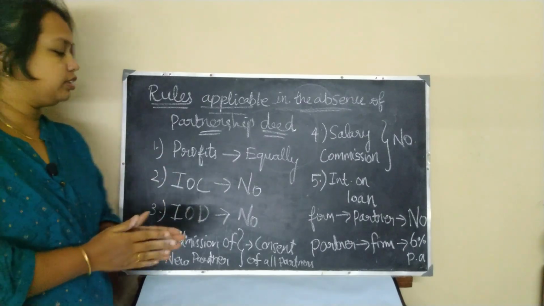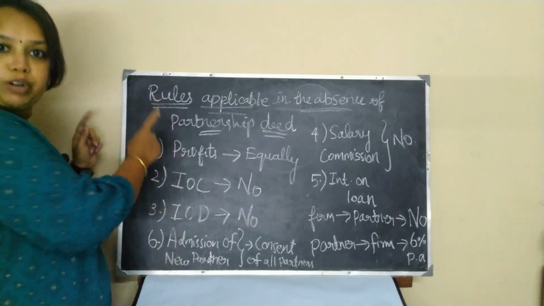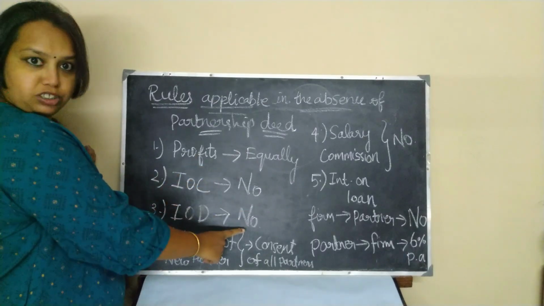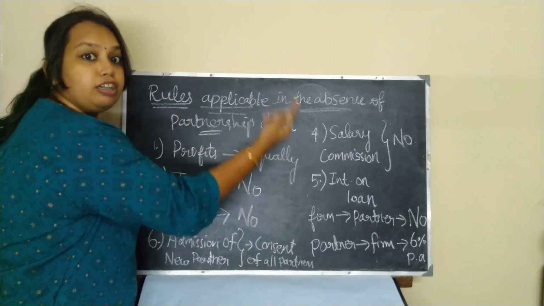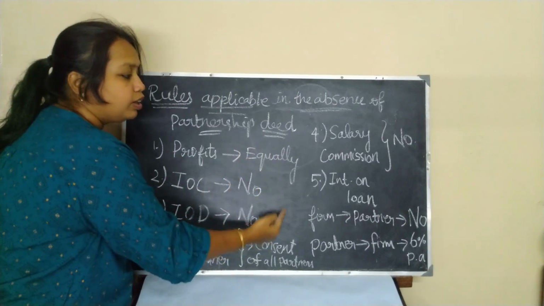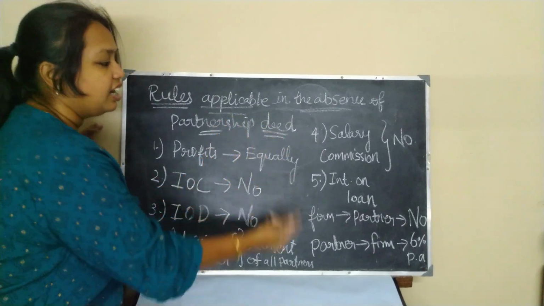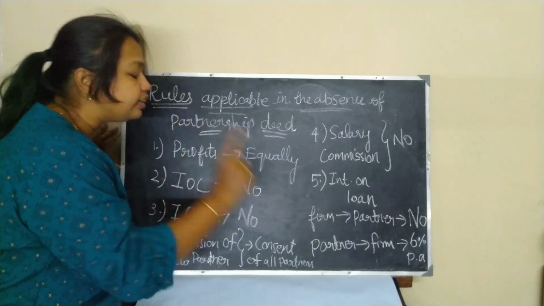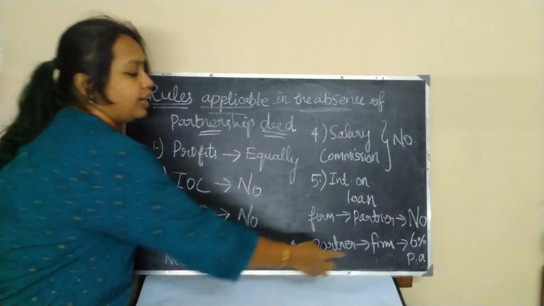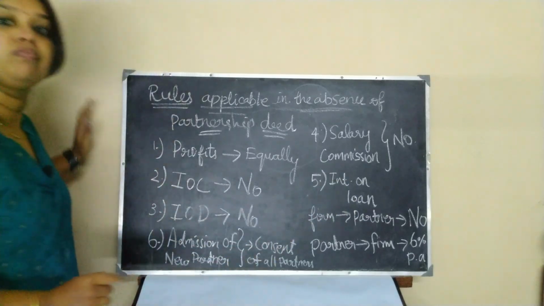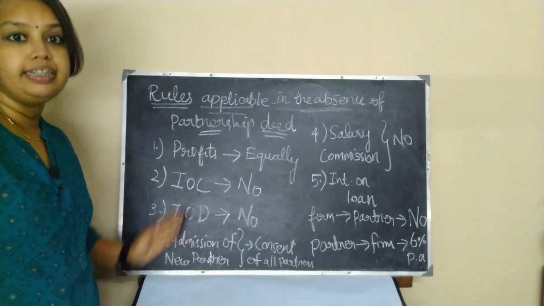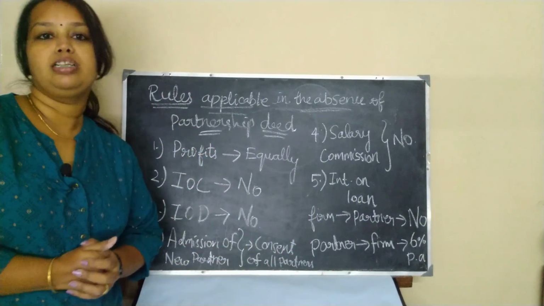Now we will see once again: profits will be shared equally, no interest on capital, no interest on drawings, no salary, no commission, and no interest on loan from the firm to the partner. There is only one thing, interest on loan given to the partner by the firm at 6% per annum. And finally, the admission of a new partner must be done only with the consent of all the partners.